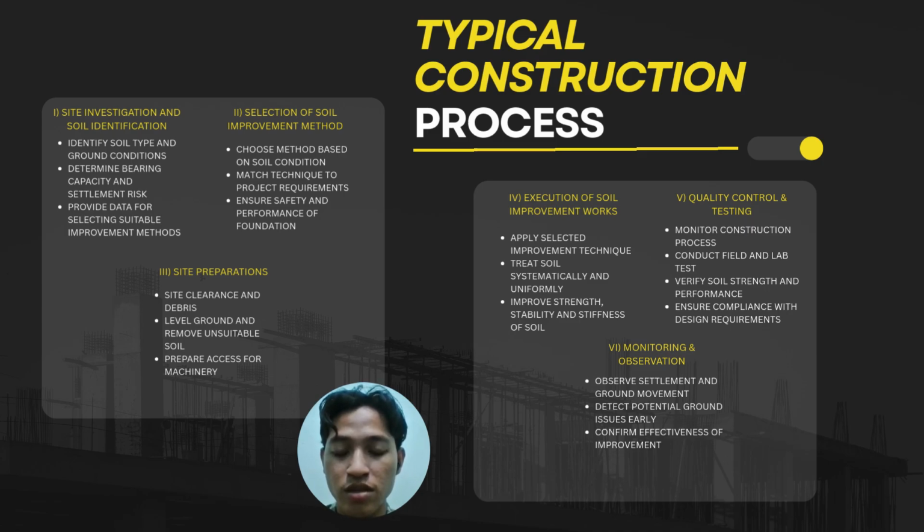The third step is site preparation. It includes site clearance and debris removal, leveling the ground and removing unsuitable soil, and preparing access for machinery. The fourth step is execution of the soil improvement work. The selected improvement technique will be applied, and the soil will be treated systematically and uniformly.